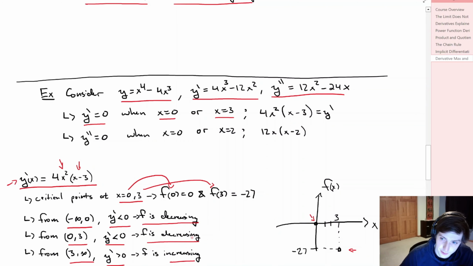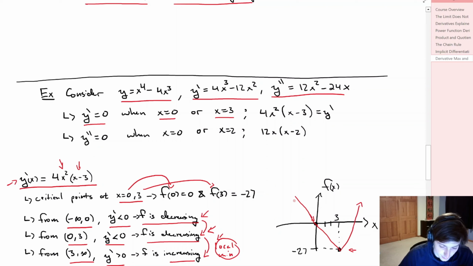So if we look at the notes from above, we know that we have some transition point at 3 where we go from decreasing now to increasing. And that would correspond to a local min. So we would have decreasing from minus infinity to 0, decreasing from 0 to 3. And then we get that local min right here at 3, and then we're increasing again. So we have something that looks like this. We can add arrows to it because it's a continuous function.